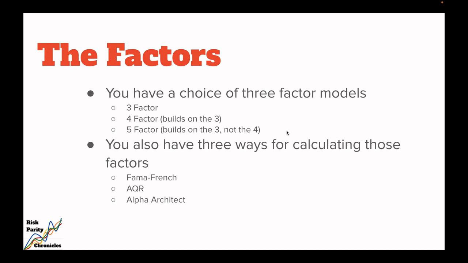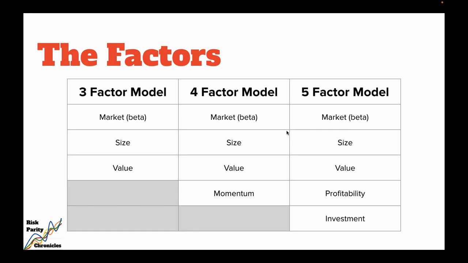I'll be using the Fama French method here, but you can use the AQR method and compare notes, or the Alpha Architect. They're going to be similar, but not exactly identical. All right, so let's briefly go over what those factors are. We'll focus here on the 3-factor model first.